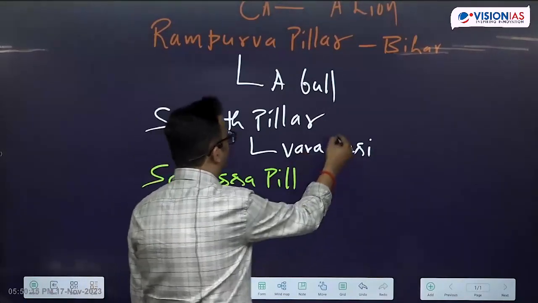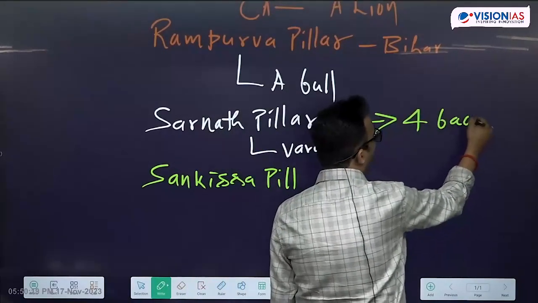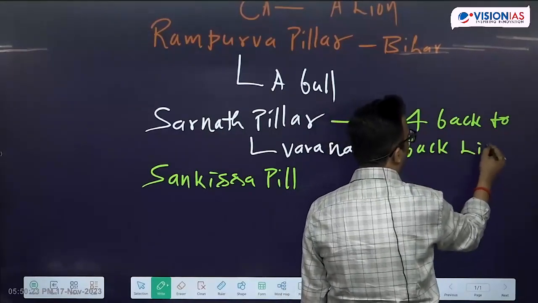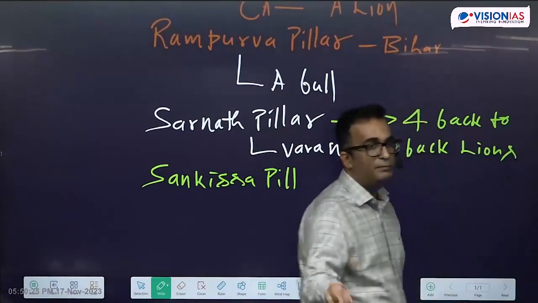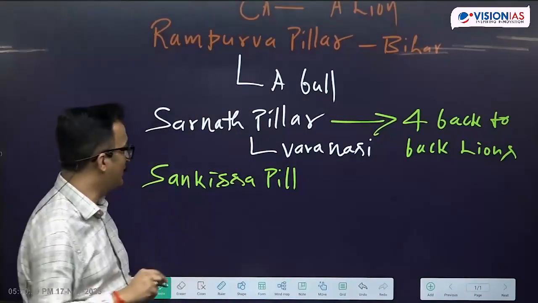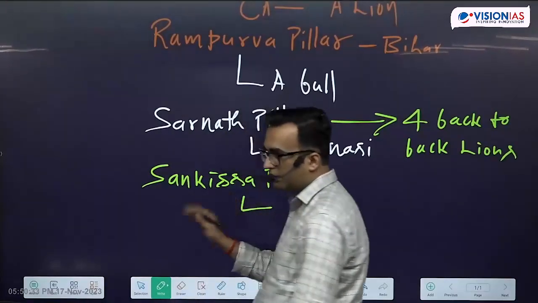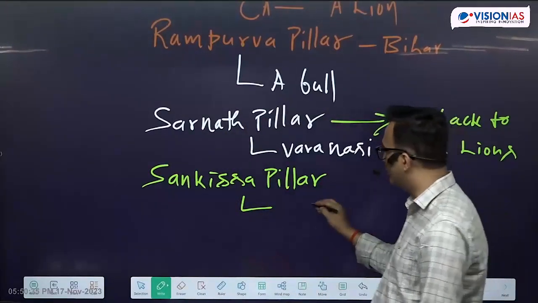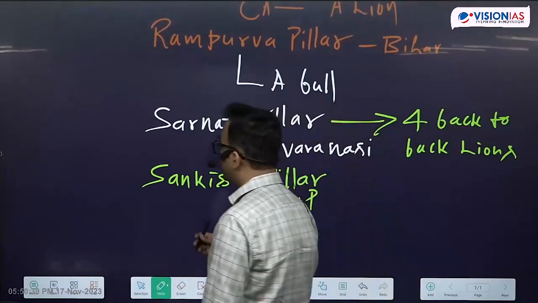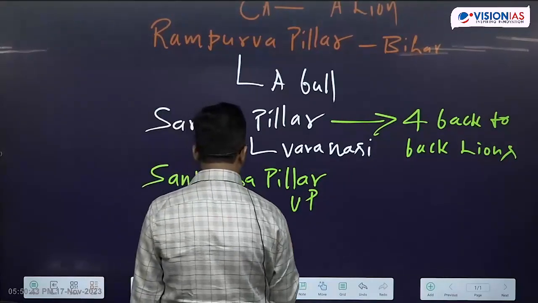Crowning animal, हाँ, Sarnath में, I hope all of you know, 4 back-to-back lions. ठीक है? So 4 back-to-back lions. तो एक के पीछे एक, from all the directions there is one lion, so 4 lions are there. And Sankisa pillar is from the Farrukhabad area of UP. UP only लिख सकते हो, ठीक है? But if you want specific thing, it is in the Farrukhabad district of UP. And the crowning animal in Sankisa is an elephant.